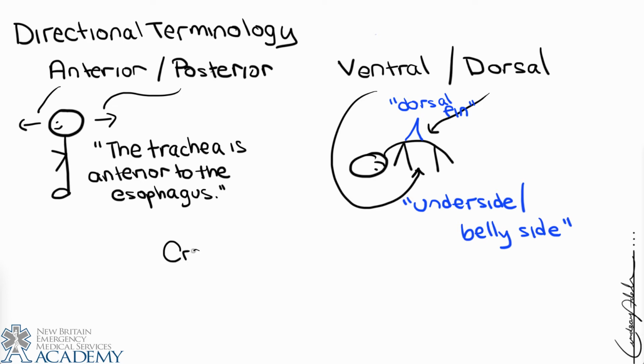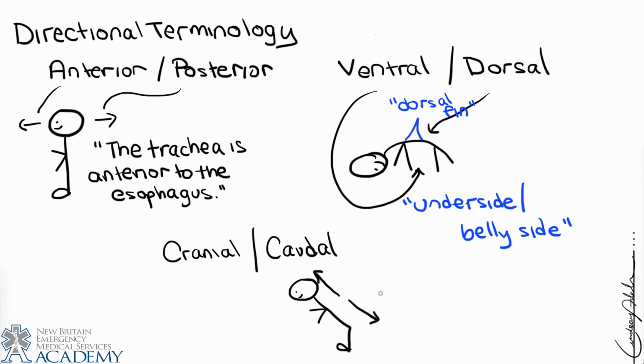All right, the next one is cranial versus caudal, and this one I think is probably the least used in EMS, but definitely you could find this in the textbook. So cranial means towards the head, and caudal means towards the tail. And so obviously we don't have a tail, but we do have a tailbone. So if you just think of it as towards the tailbone, but not necessarily towards the feet, that would be a good way of thinking about caudal.